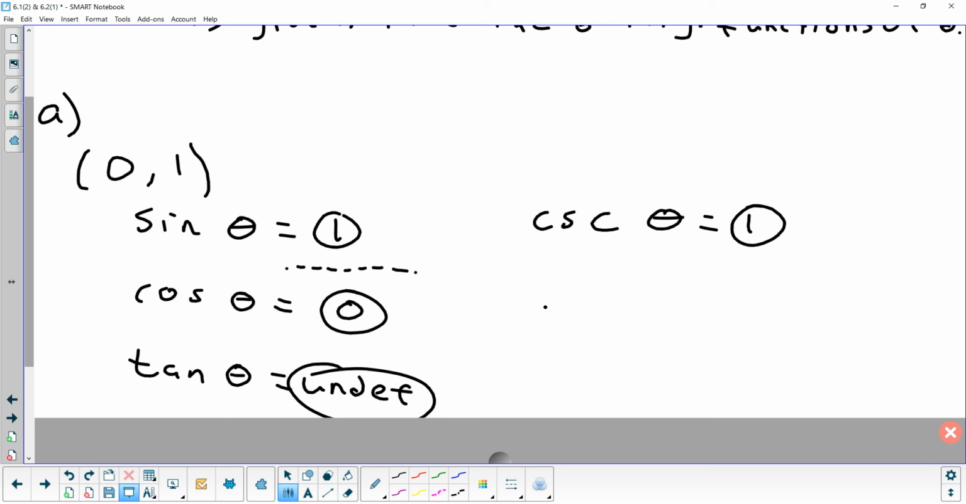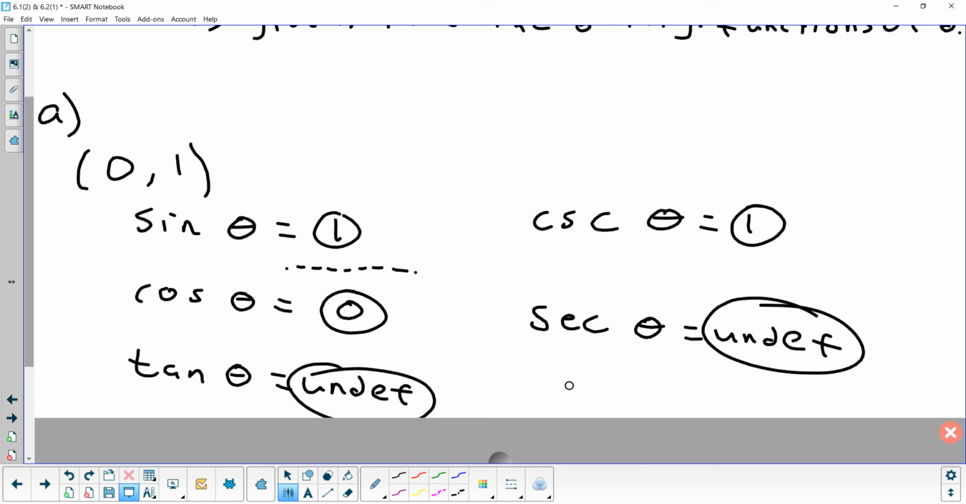What's the name of the function? Secant. And what would the secant of the angle be represented by that coordinate? Undefined. Right? And what's the name of the function that's the reciprocal of tangent? Cotangent. So when you flip 0, you get undefined. So when you flip undefined, you get 0.